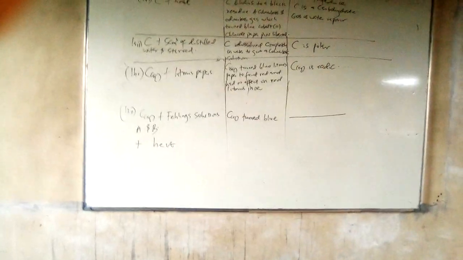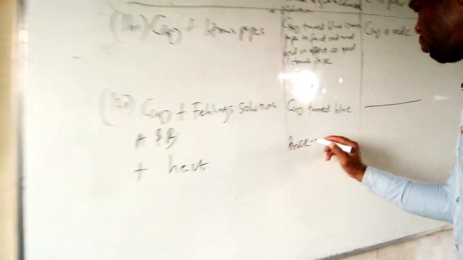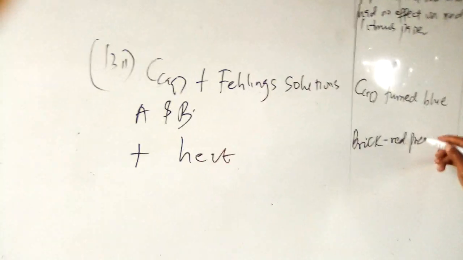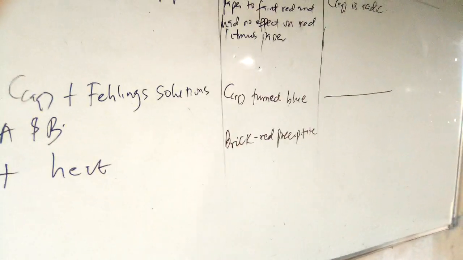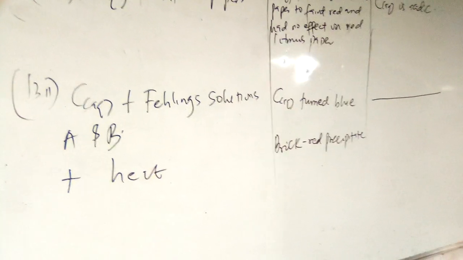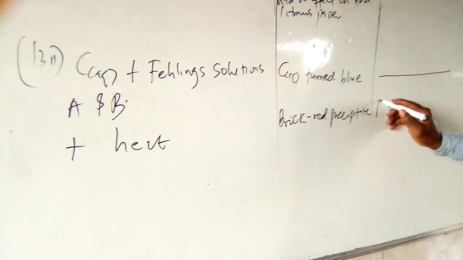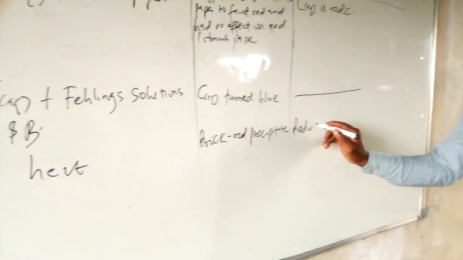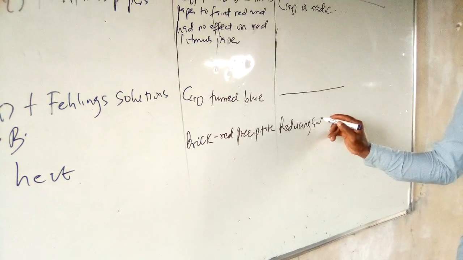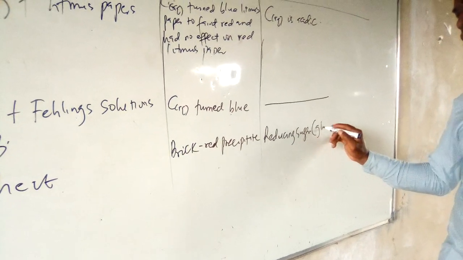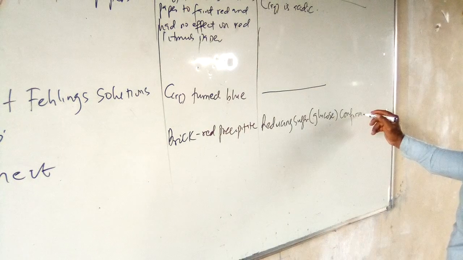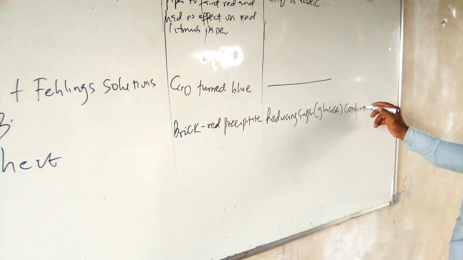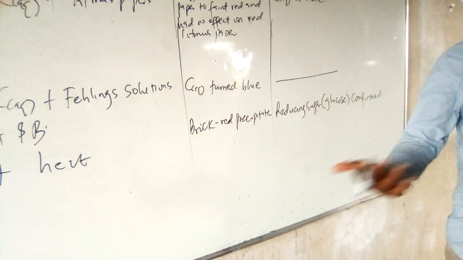We're gonna have here brick red. Are you following it now? Then you now write your inference: reducing sugar. Reducing sugar, in bracket, you can write what in bracket? Glucose. Confirmed. You know that we are using glucose because glucose is not the only reducing sugar we have. Fructose can still do that.